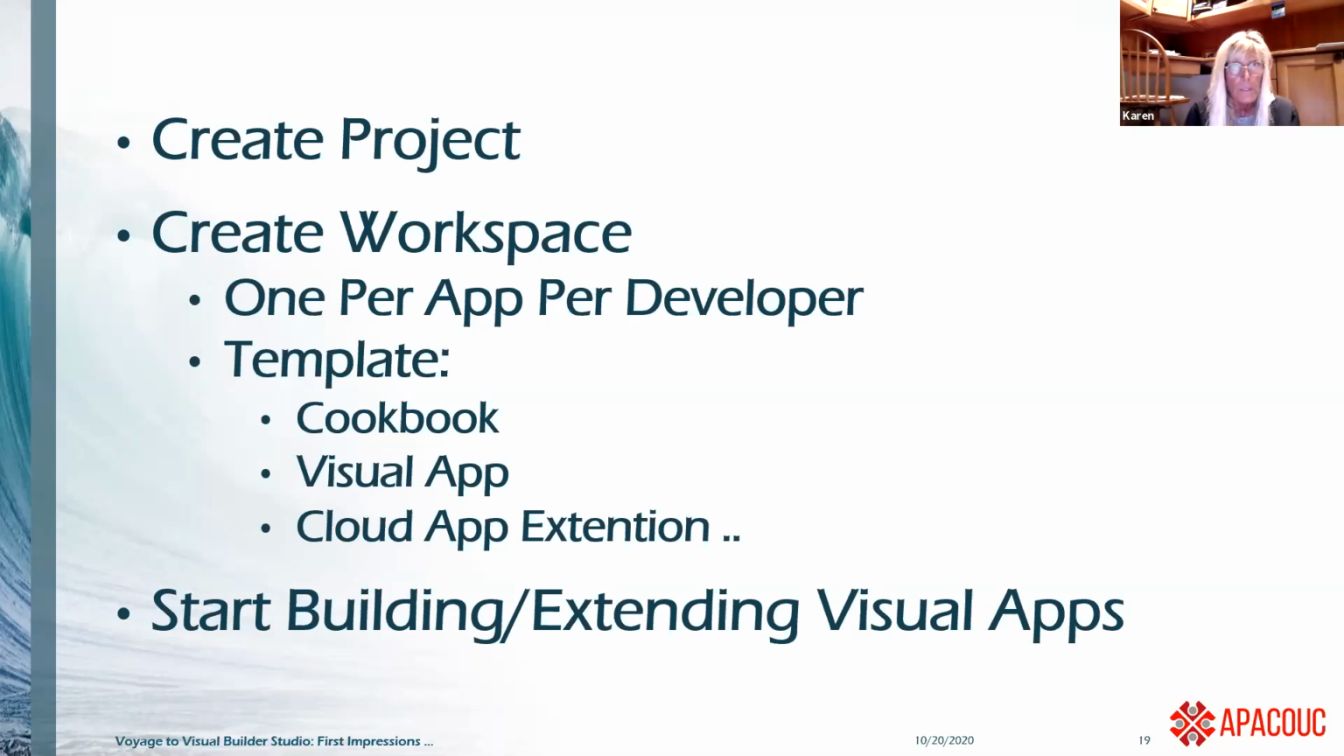Create the workspace. Remember, that's my own individual little playground. And within that, I can create different templates. I recommend when you get in your project, create a workspace with the cookbook template. That gives you the Visual Builder cookbook, which is just like all the samples that you're going to need to get up and running on things. And then once we have our workspace, we can start building things.